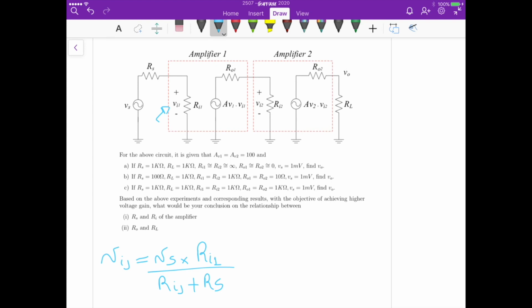Now VI2 is again another voltage divider, between AV1 times VI1, it's a voltage divider between Rout1 and Ri2. So VI2 is equal to AV1 times VI1 times Ri2 divided by, sorry, not Ri, it's the output resistance, Rout1 plus Ri2.